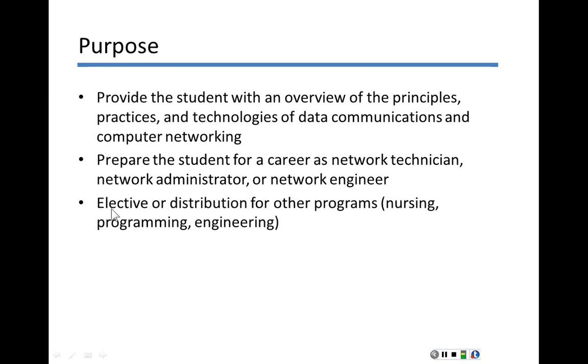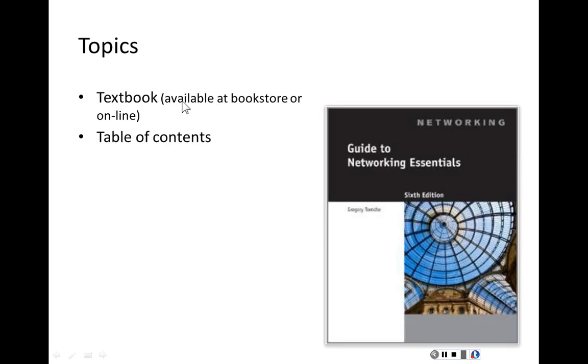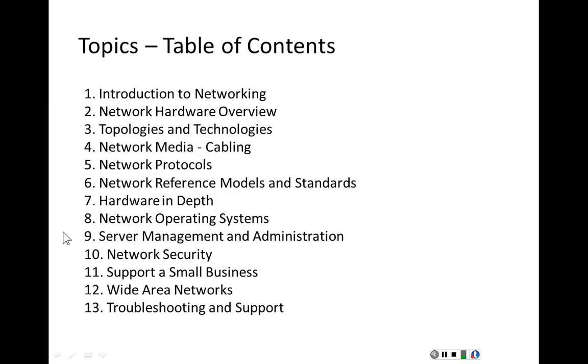Now, this course is also an elective or a distribution for people majoring in other programs such as nursing, programming, or engineering. Now let's discuss the topics, that is to say, what we will be covering in this class. If we go to the table of contents for our textbook, which is available at the bookstore or online, we will see there are 13 chapters. So let's briefly look at each chapter.